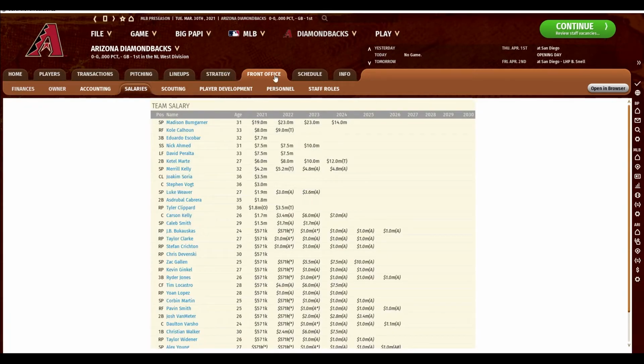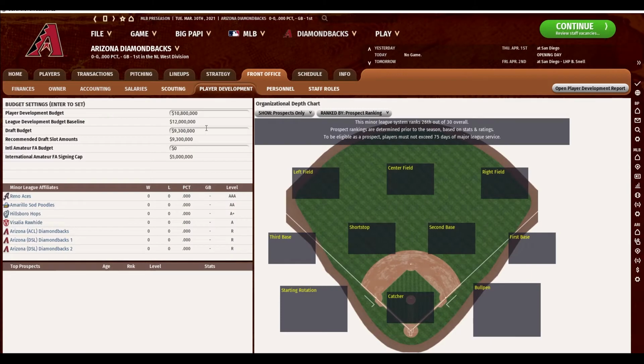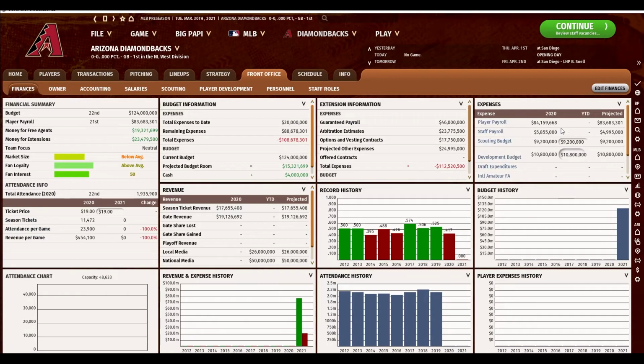So if we dropped the player development budget down to zero, which we could do, and we came back over here to finances, and we dumped all of this spare $19 million into scouting and development, we now wouldn't have any money for free agents or any money in the draft, and we wouldn't have any money for international free agents. However, if we just left scouting and development where it was and we got to the draft, we would actually have $19 million that we could spend on the draft. And I'll show you guys that in a minute.